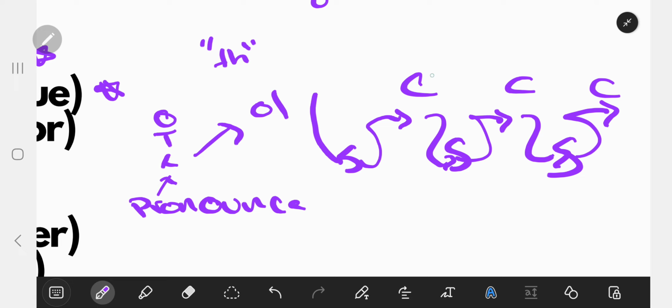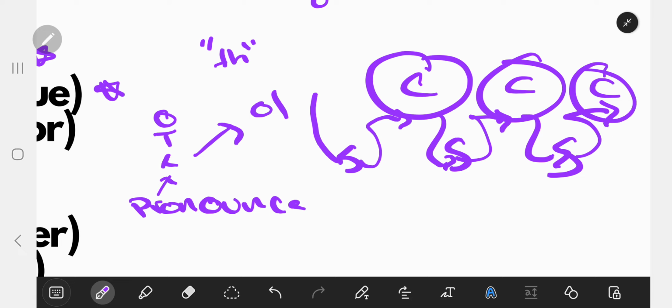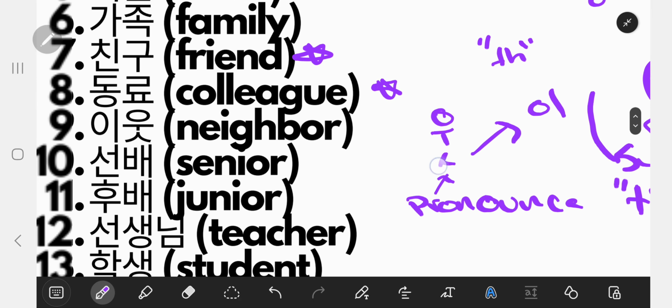So when you read Korean words, you have to see which one is in the front, consonant or vowel. If it's a vowel, you sound it out. If it's a consonant, it's usually the silent sound. Let's keep going.